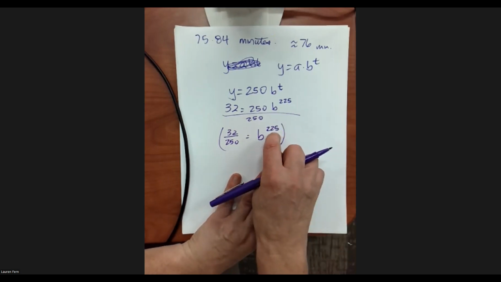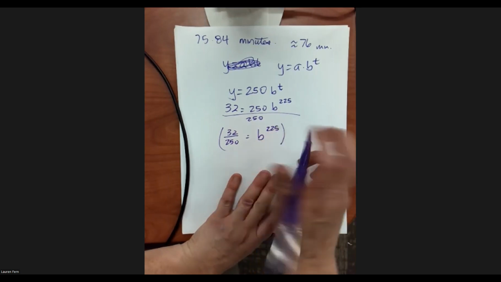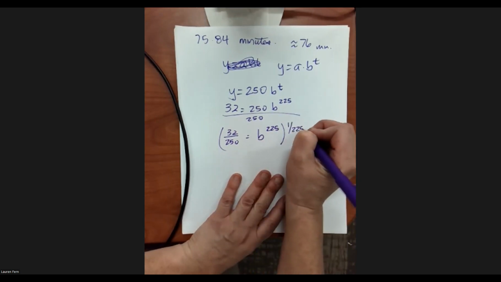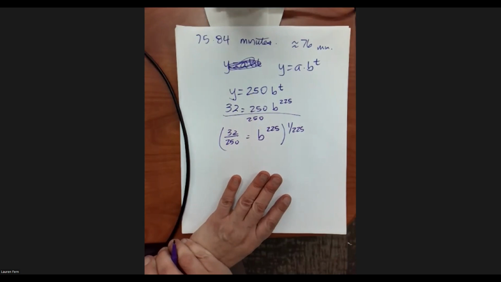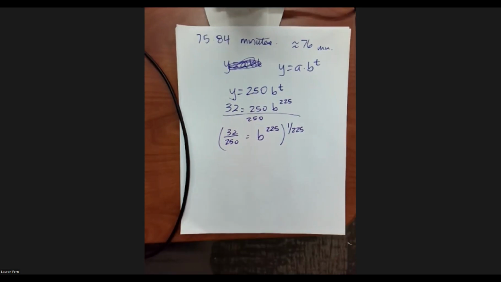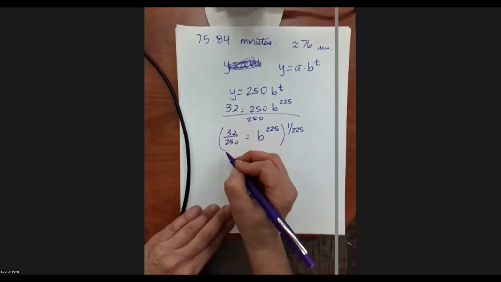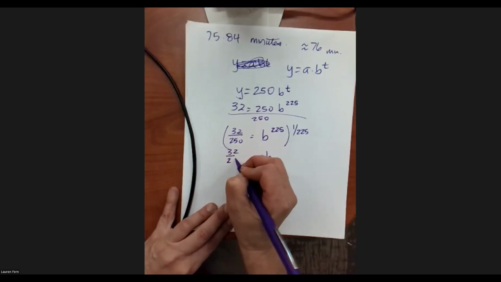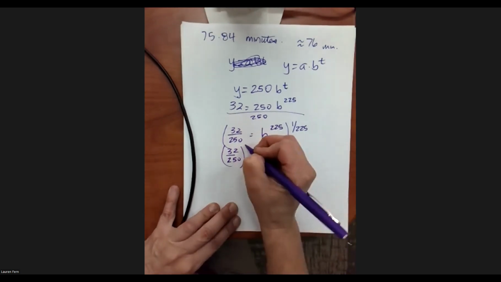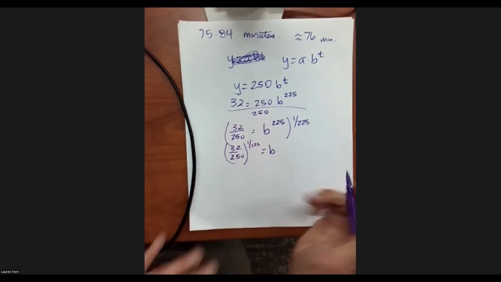When your exponent is unknown, you do the logs. When your base is unknown, you raise both sides to the 1/225th power, or whatever exponent there is. So we would compute whatever 32/250 to the 1/225th power.